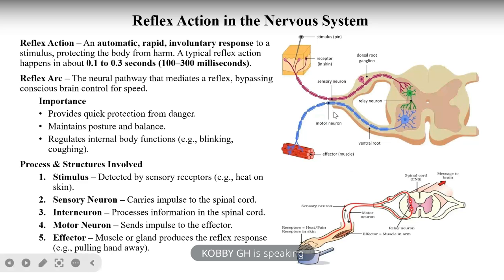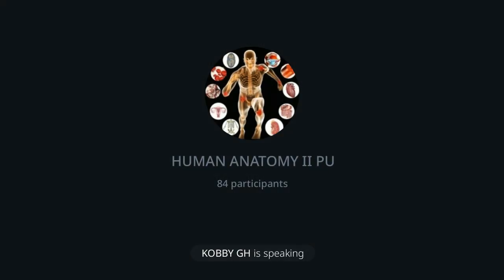Which neuron do you think will be sending the information to the part of the body? The motor neuron. This time, this is the motor neuron. Is that okay? The motor neuron will now take the information to the part of the body that will take the action, which is what we call the effector.